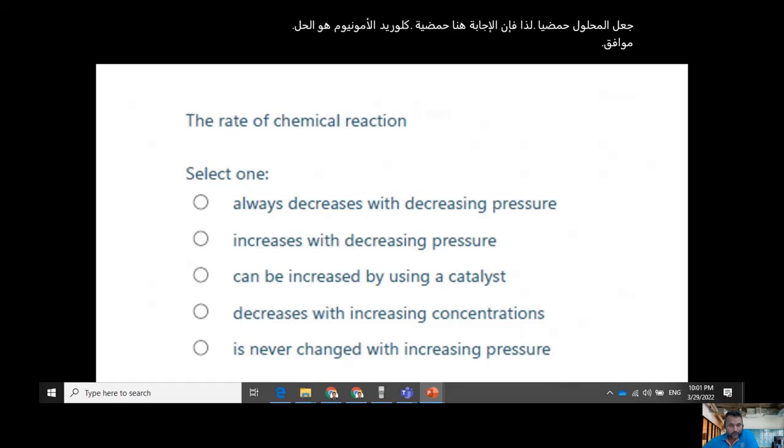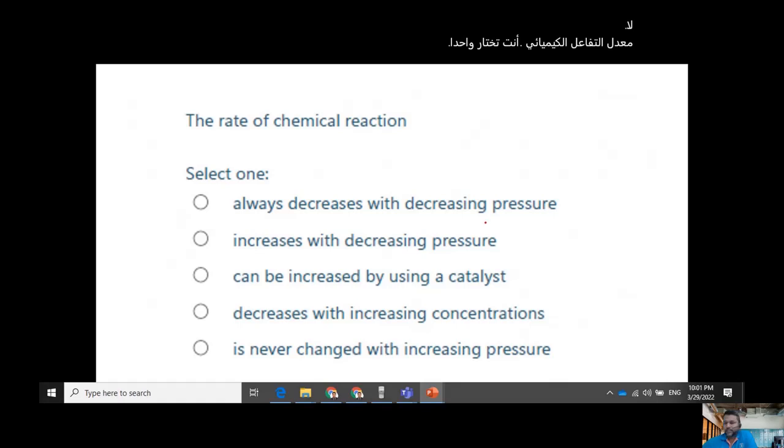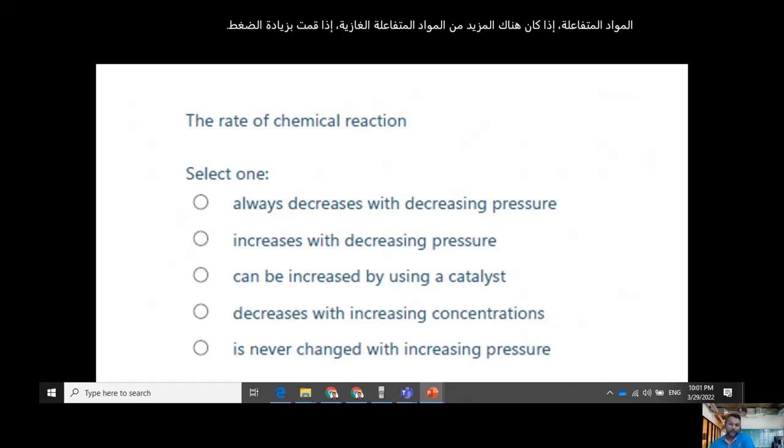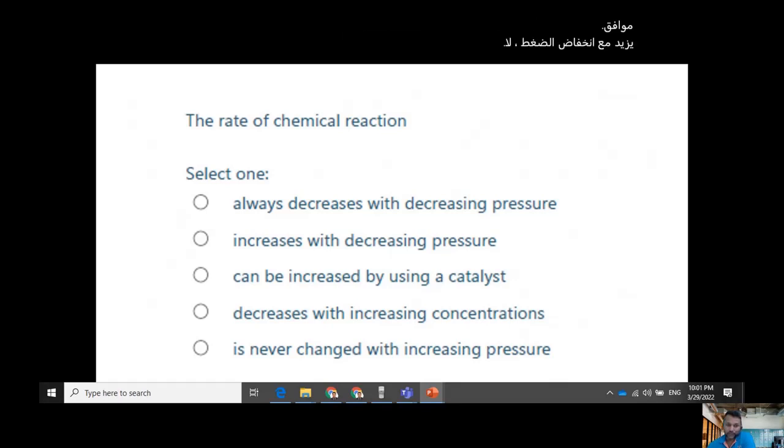Now, the last question here. Rate of chemical reaction, you have to select one. Always decrease with decreasing pressure? No. It depends on the reactants. If there are more gaseous reactants, if you increase pressure, rate of reaction would increase. Okay, increases with the decreasing pressure? No. It will increase with increasing pressure if there are gases.